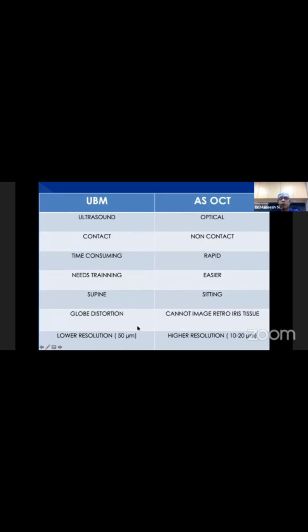Quick comparison between UBM and ASOCT. UBM is ultrasound compared to optical, which is anterior segment OCT. UBM is contact compared to ASOCT, which is a non-contact procedure. UBM needs training. It's not easy. Sometimes you can injure the cornea. You need to practice. Compared to anterior segment OCT, it is far easier, less demanding compared to UBM.